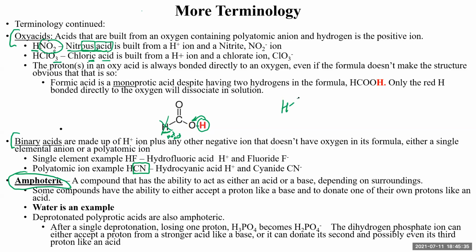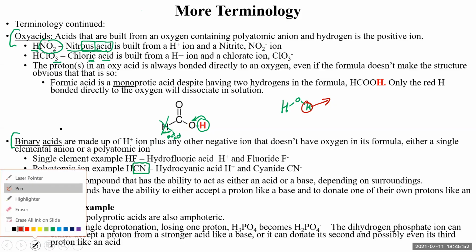How does water act as an acid? Well, what do acids do? They donate protons. Water can give away one of its protons. Water can say, here, take a hydrogen from me. Go ahead and take my hydrogen. Well, once it does that, what's left?